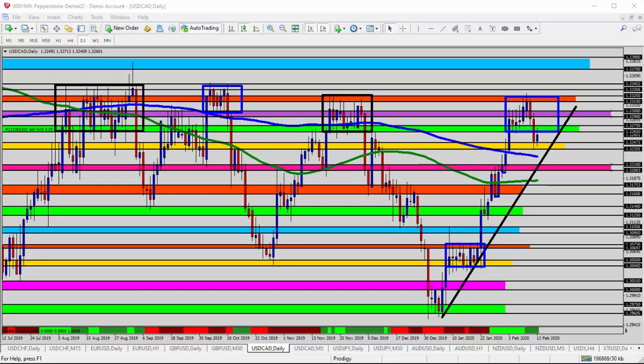Today we're looking at the USDCAD, the US dollar versus the Canadian dollar, for today's trade analysis. Looking here at the daily time frame first for trend and direction, you can see that the trend has been up for quite a long time.